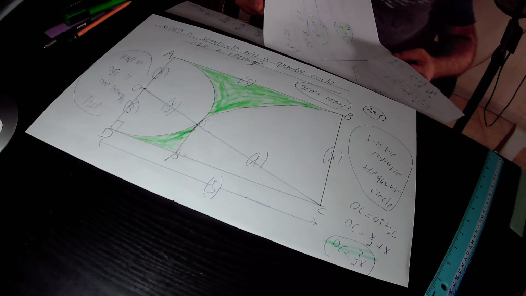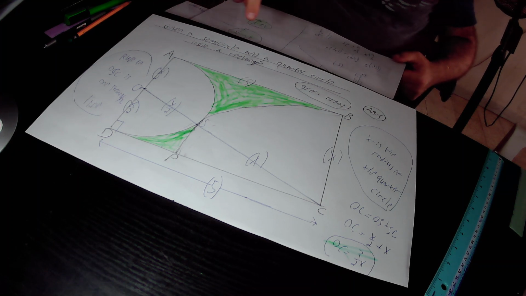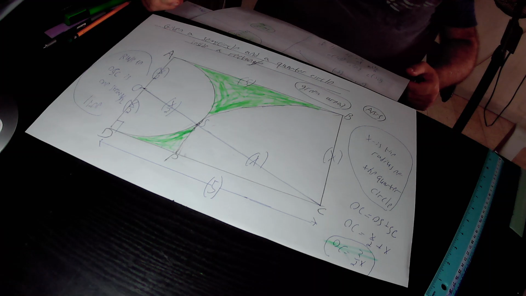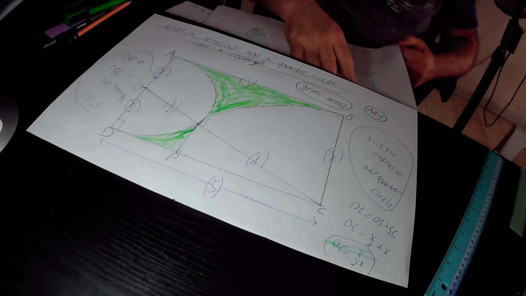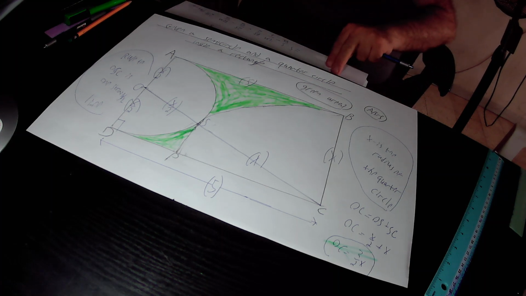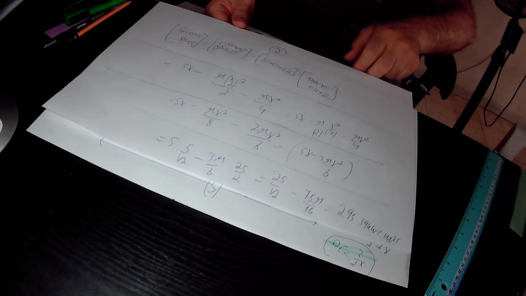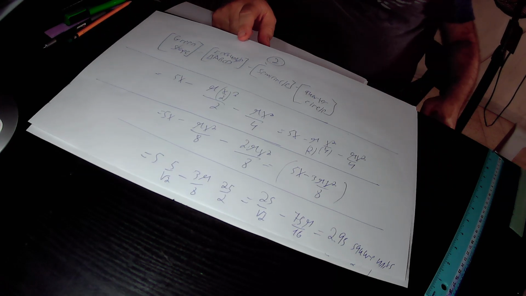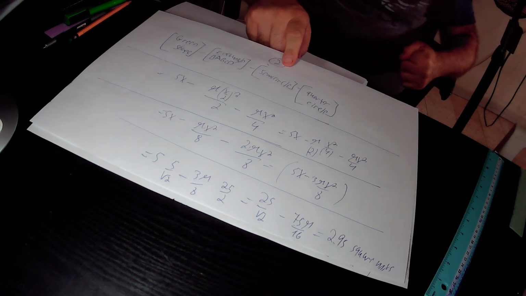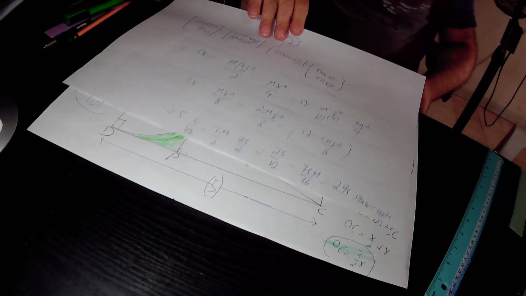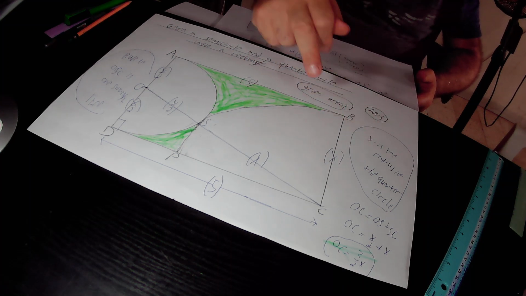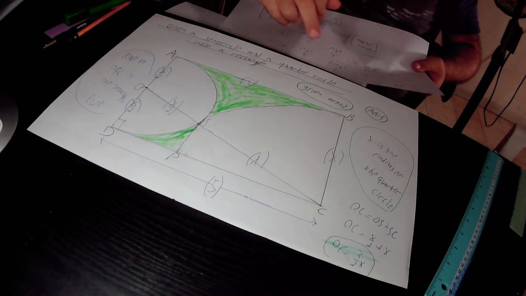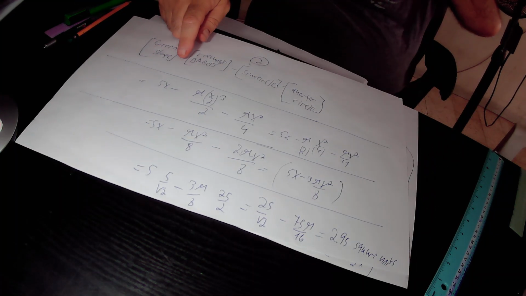The area of the green shape equals the area of rectangle ABCD minus the area of the semicircle minus the area of the quarter circle. The area of rectangle ABCD equals the length times the width. The length is 5, the width is x, therefore 5 times x is the area of rectangle ABCD.